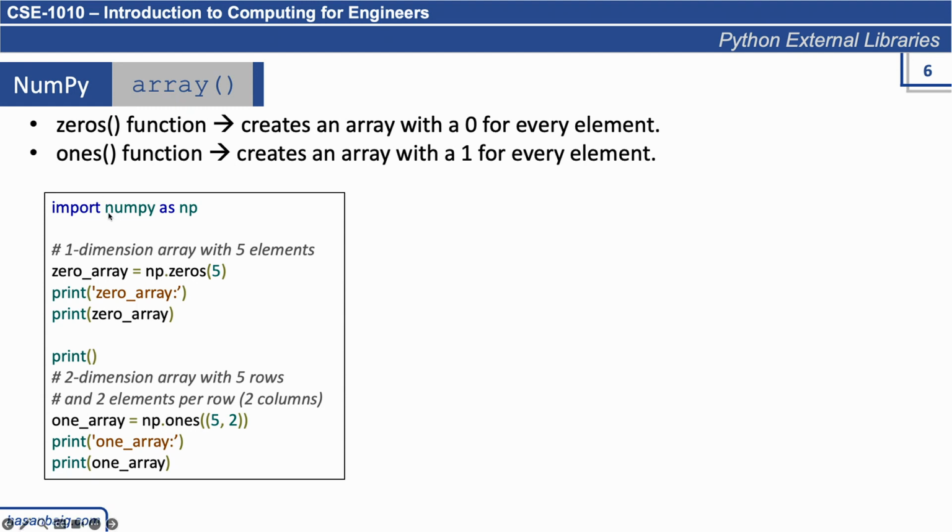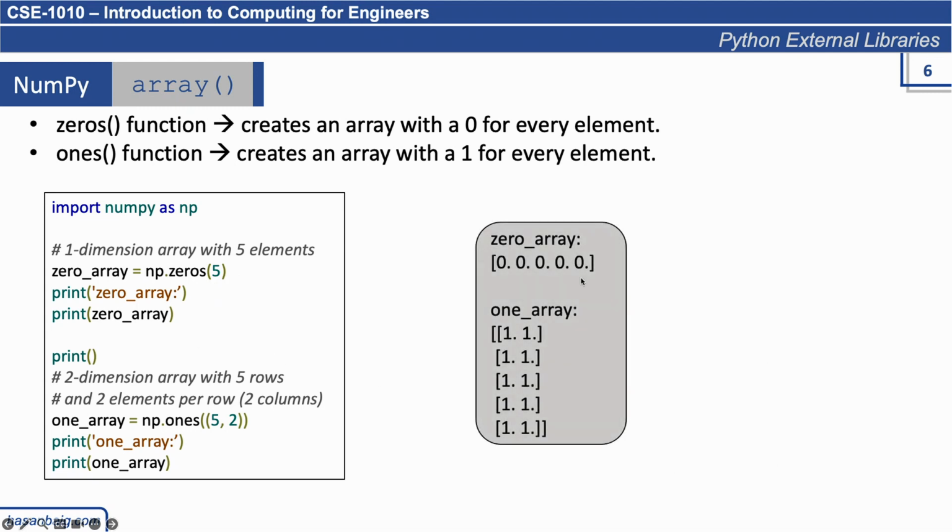So here again, import NumPy as np. We are creating a zeros array, and then you print, and you can specify the two dimensions with the help of a tuple.